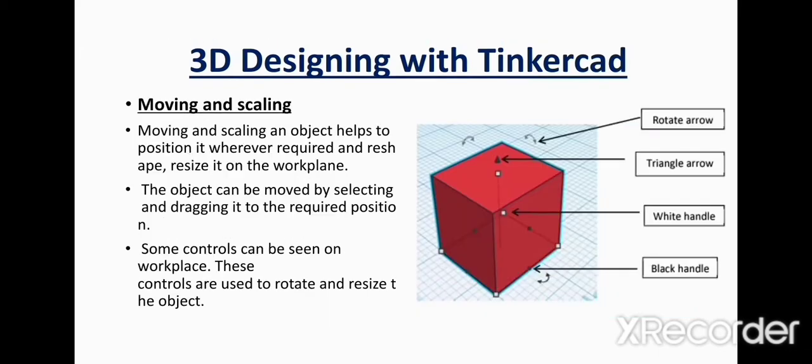After you have inserted a particular object into the workspace, you have to adjust its position. For adjusting its position, you can click on it and you can see multiple options will appear on it. These options are called controls. These controls are the rotate arrow, triangle arrow, white handle or black handle. When you click on it, you can easily change its width, height or length, or you can easily rotate it.